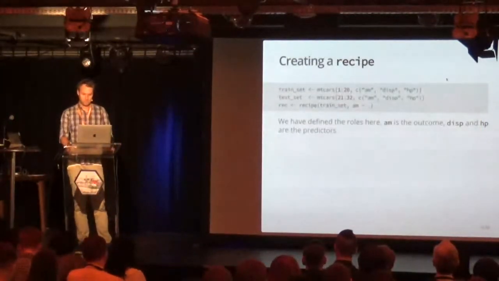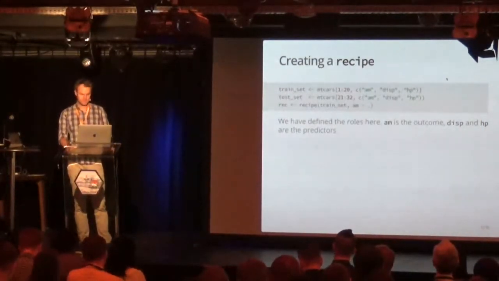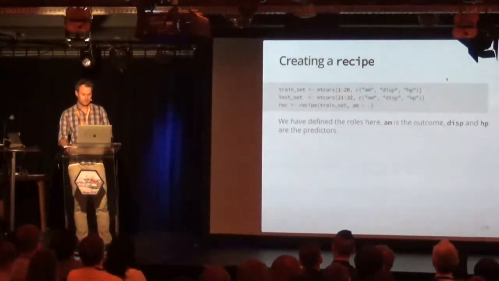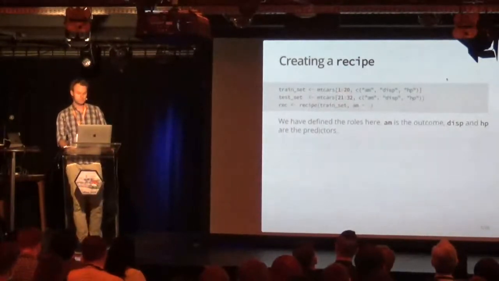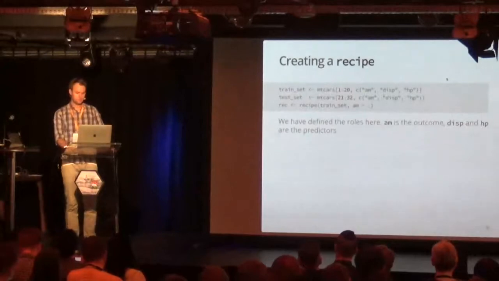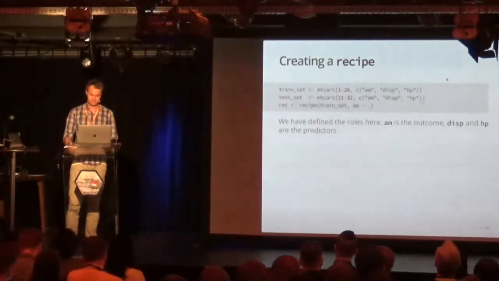And I'm gonna use the infinitely interesting mtcars data set to not get you distracted from the data. I'm gonna split that in train and test. So just take the first 20 rows, put them in train, and the other 12 rows, put them in test, just for matter of example, of course.